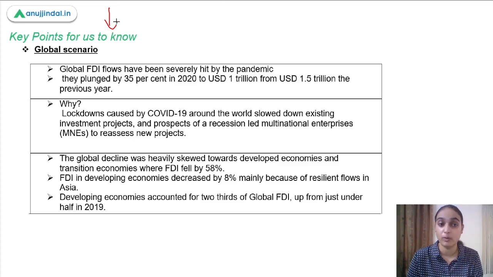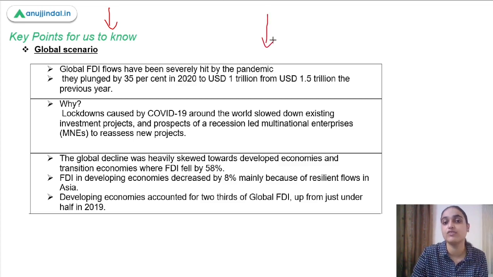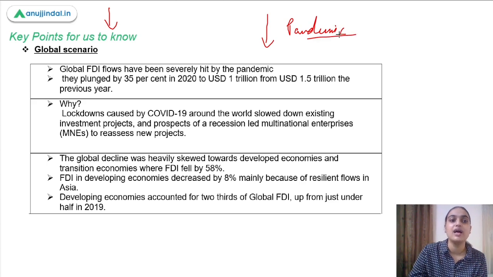Talking about the global scenario, the global FDI flows have severely been hit by pandemic. So global FDI flows hai wo fall kiye hai pandemic ki wajah se. They have plunged by 35% in 2020 to $1 trillion from the $1.5 trillion in the previous year. Around 35% ka downfall humne dekha hai FDI mein. Aur ye kyun hua hai?